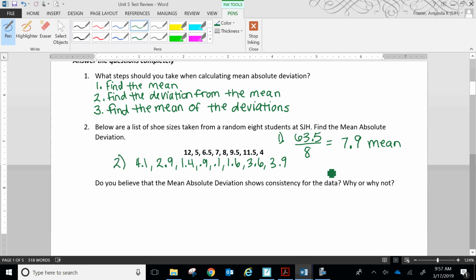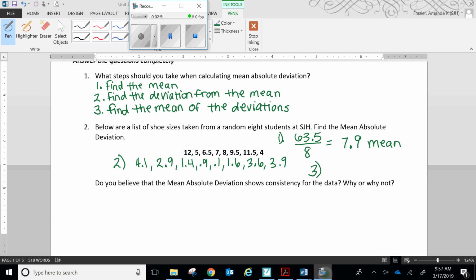So now I'm going to do my step 3. I'm going to find the mean of these distances. So once again, I'm going to add all of these numbers together, and I'm going to divide by 8. So I'll start by doing 4.1 plus 2.9, and so on. I'm going to pause as I do that.